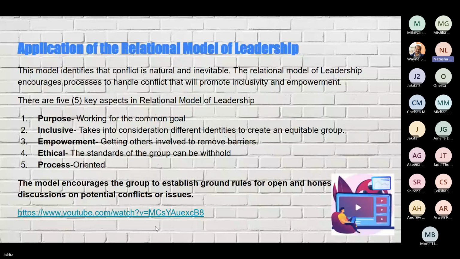conflicts or issues. Now, the reason why we're looking at this is that in the chapter, the relational model of leadership is the key component used in identifying the groups and the group dynamics and how conflict is resolved. There's a short video that concerns the relational model of leadership as it pertains to conflict.